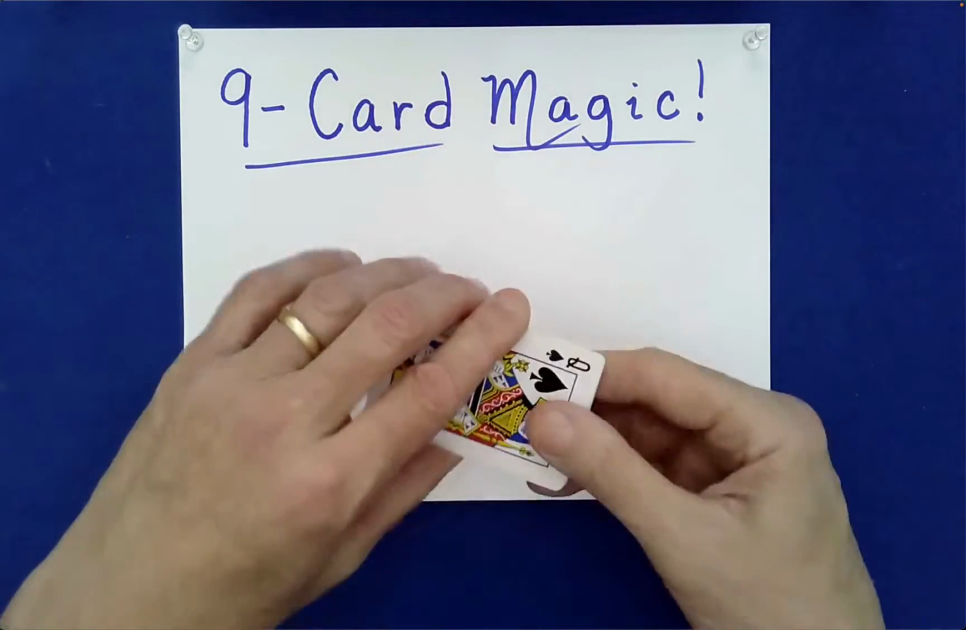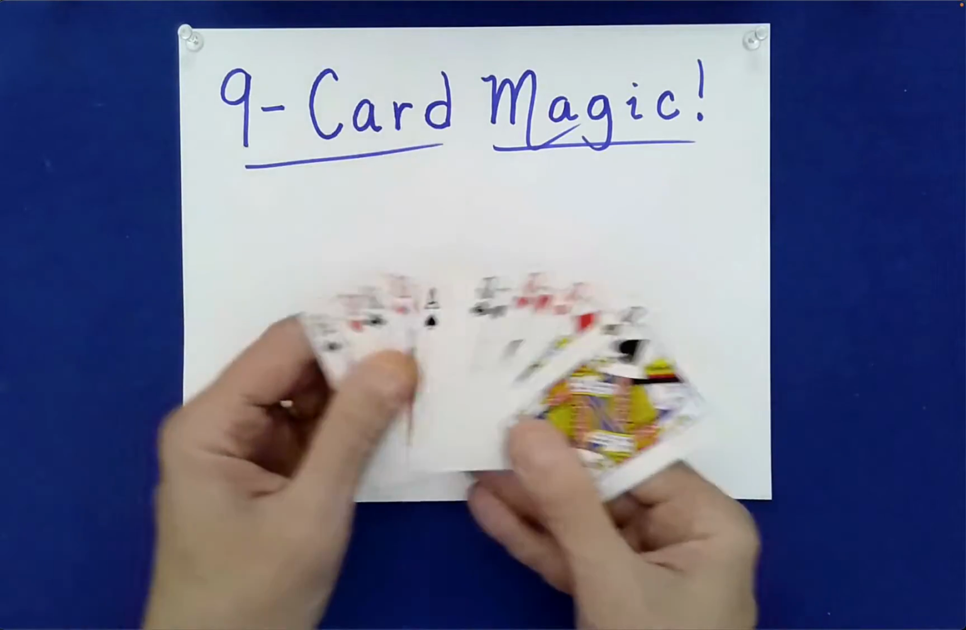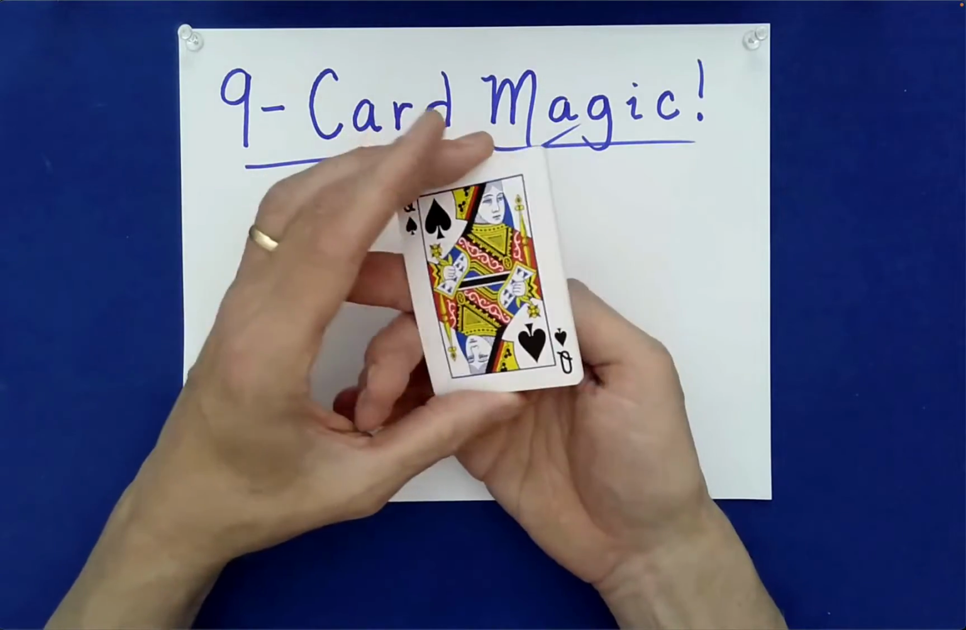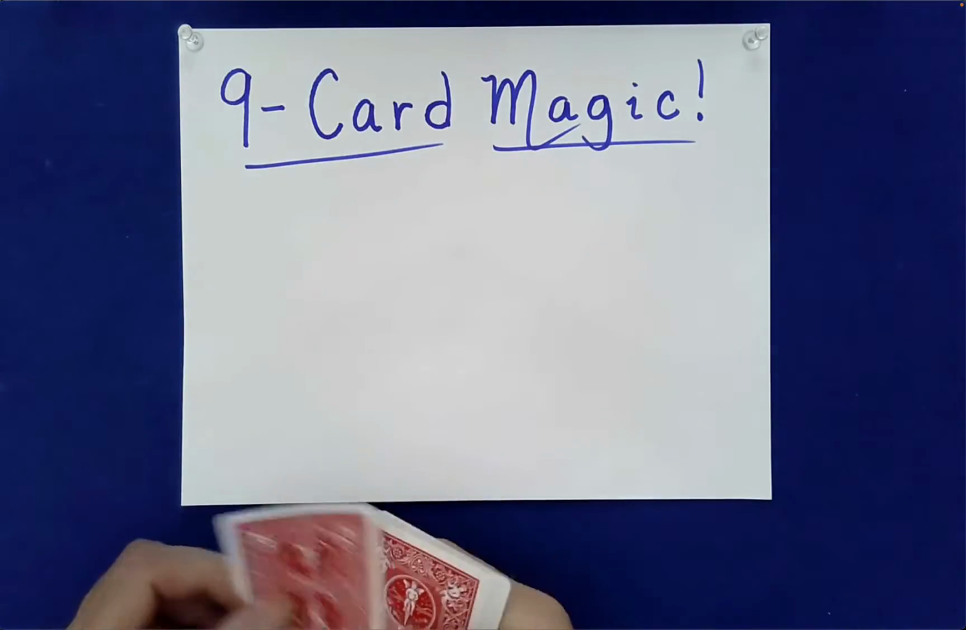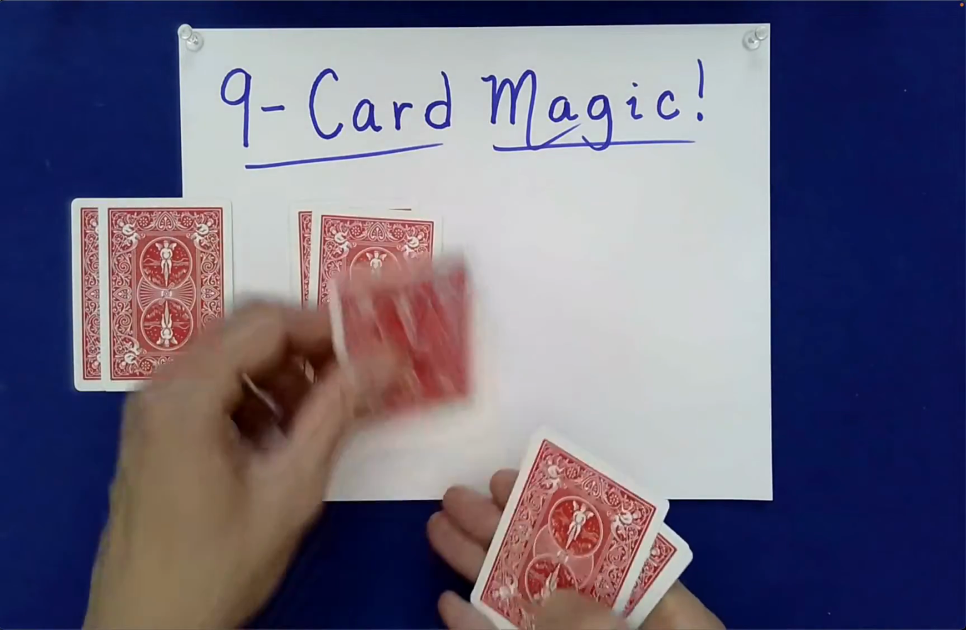Now that actually doesn't matter. The kings could have been on top, queens on the bottom, or vice versa. So that actually doesn't matter. And then I turned it over, and then what I did is I performed something called the first shall be last, and the last shall be first.